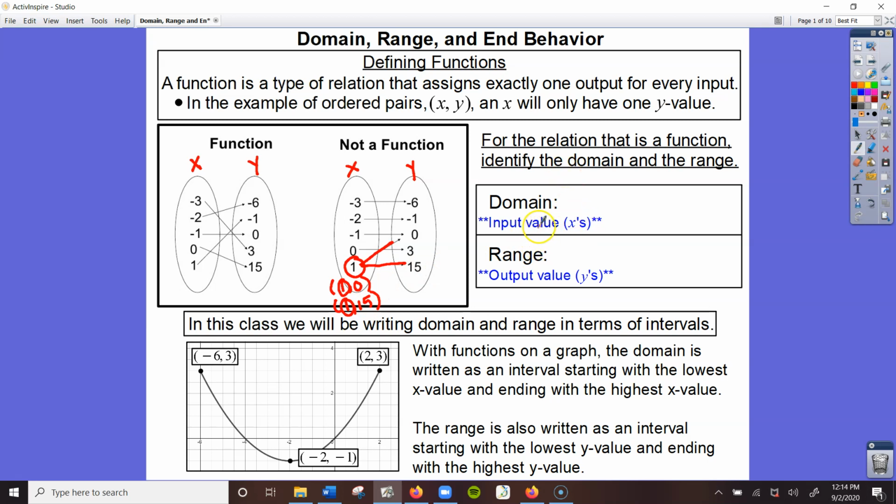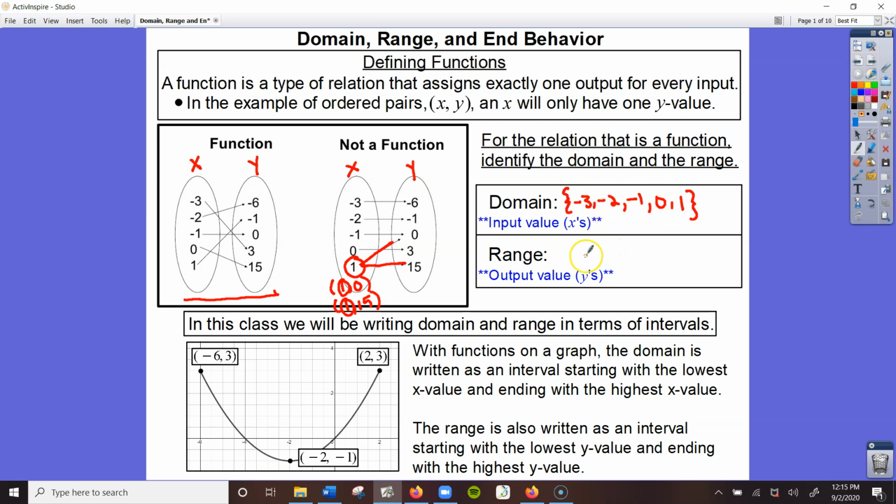Domain is defined to be a list, basically, of all of your x values for which your function is defined. So let's say I was concentrating on this over here that is a function. If I were to list the domain, I would first open up a set. And we do a set by first opening it up with a brace. And then we would make a list of all of the possible x values that are in my function. So those x values are -3, -2, -1, 0, and 1. So that would be the domain of my function.